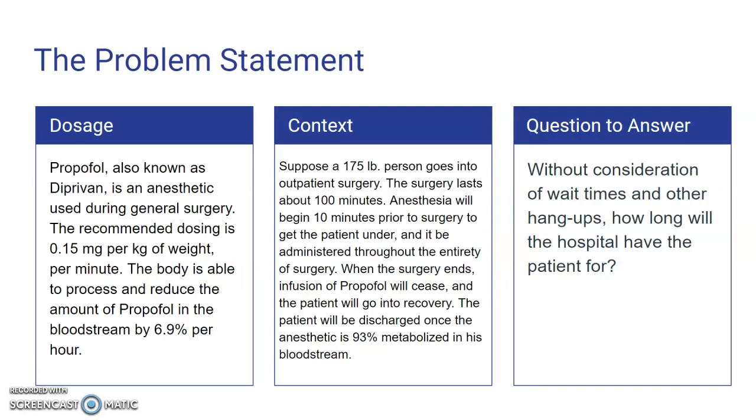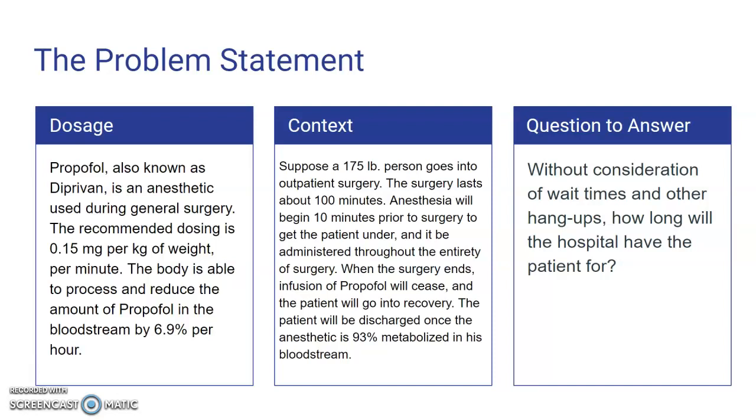Propofol, also known as Diprivan, is an anesthetic used during general surgery. The recommended dosing is 0.15 milligrams per 1 kilogram of weight per minute. The body is able to process and reduce the amount of propofol in the bloodstream by 6.9% per hour. Suppose a 175-pound person goes into outpatient surgery. The surgery lasts about 100 minutes.